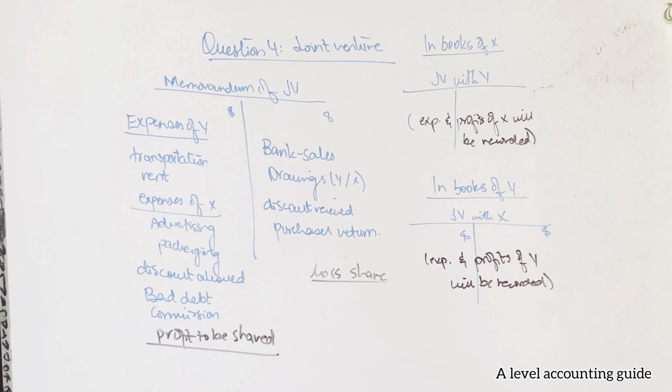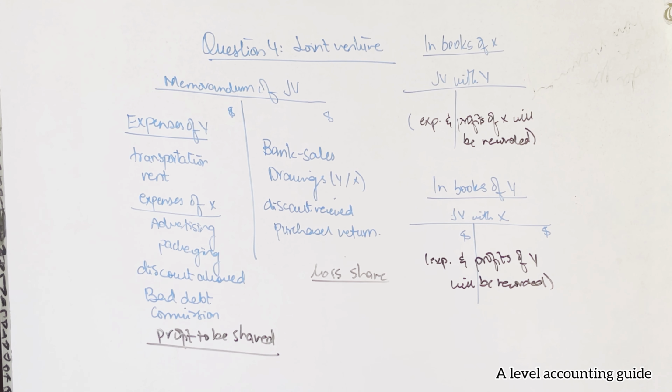For now, joint venture basically has 3 main accounts. There are also other accounts, but these are the 3 main accounts that you require for the question to be solved: the memorandum of joint venture, the joint venture account with Y, and the joint venture account with X. So there are mostly 2 people in the joint venture accounts.